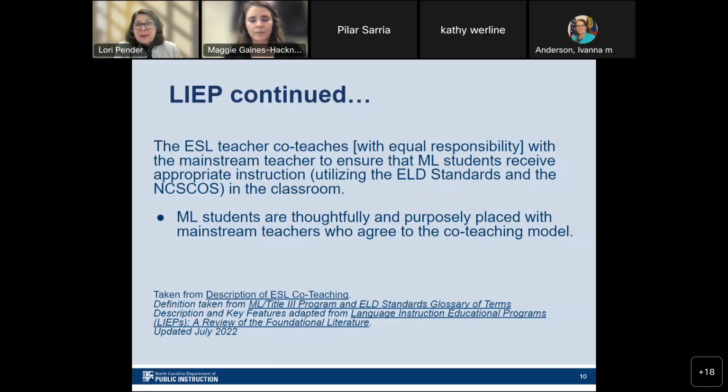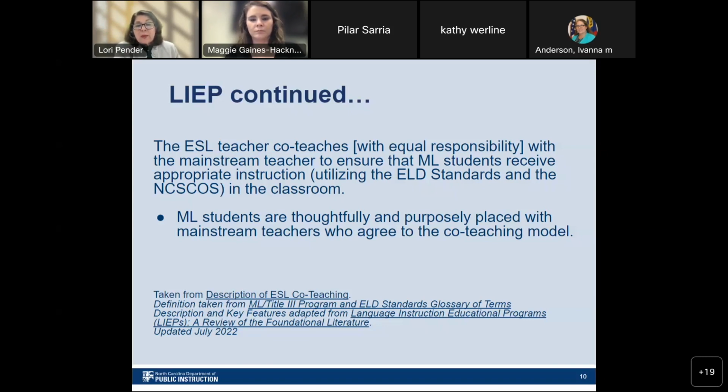So if you read this, the ESL teacher co-teaches, right, with equal responsibility with the mainstream teacher or the content teacher to ensure that multilingual learners receive appropriate instruction. So we are talking about utilizing those English language development standards and the North Carolina Standard Course of Study.